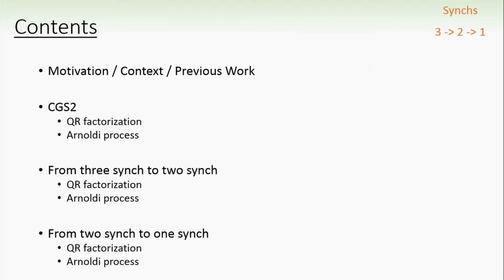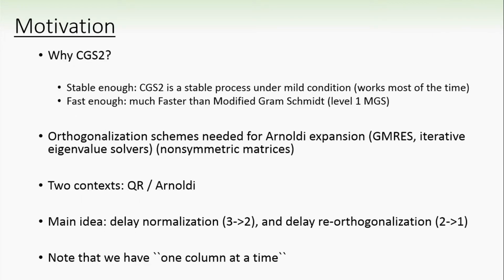So the contents: I'm going to go through motivation, context, and previous work, and then also we're going to go from CGS2 through QR and Arnoldi, moving from 3 syncs to 2 syncs to 1 sync, because I feel it's necessary to see that motion to understand the process of developing the Arnoldi 1 sync algorithm. So why CGS2? Well, it's stable enough, fast enough, it's faster than the level 1 implementation of modified Gram-Schmidt at least, and why do I care?